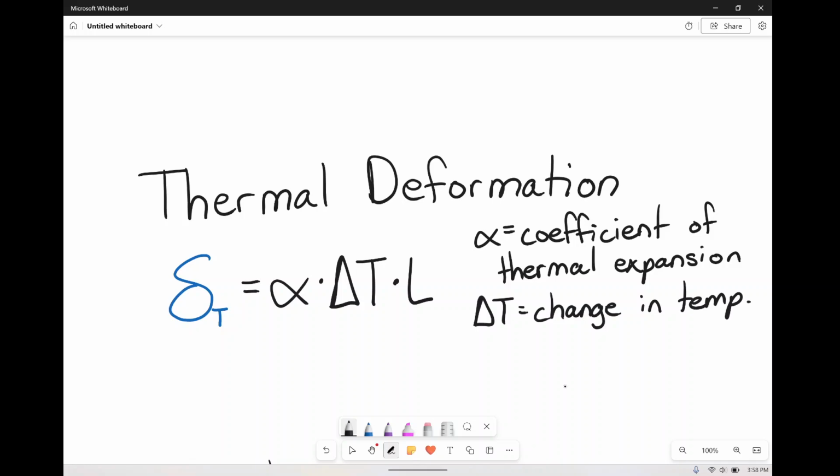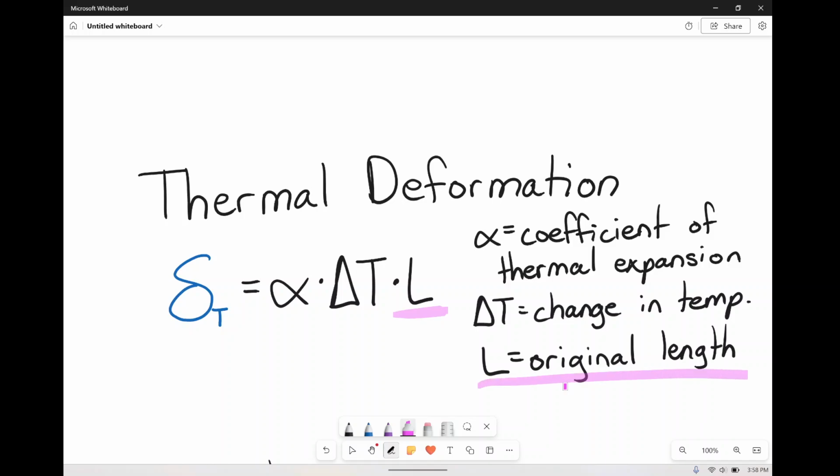And again, a positive change in temperature is a temperature increase, and a negative change in temperature is a temperature decrease. And L, again, is the original length. Now, the reason that I made sure to specify that this is an axial deformation is because of length. The original length is the axial direction. So it is down the axis of the member. That would be like the normal force direction. So it is important to make sure that is the length you are getting, not a width or anything like that. So this really isn't a complicated equation.